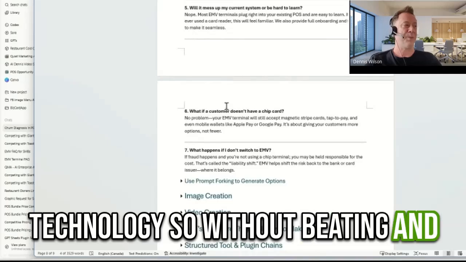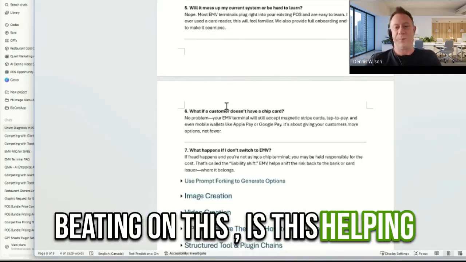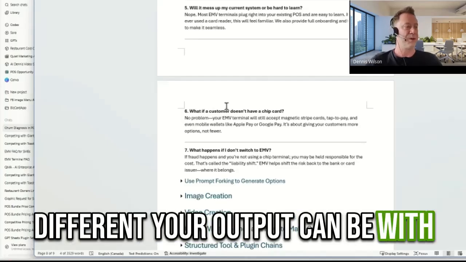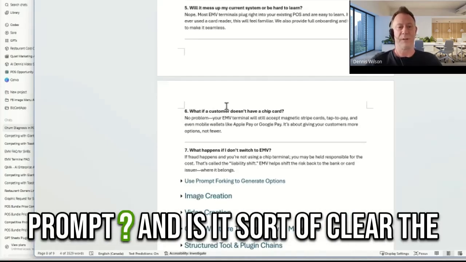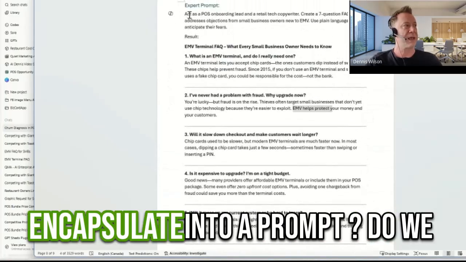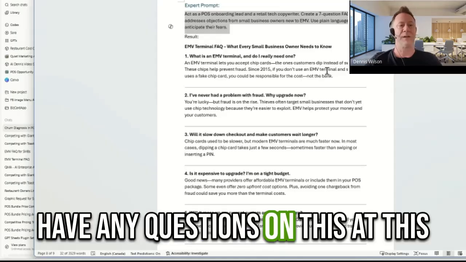So without beating on this, is this helping people to see how dramatically different your output can be with just a few more words in your prompt? And is it sort of clear the kind of things you're trying to encapsulate into a prompt? Do we have any questions on this at this point?